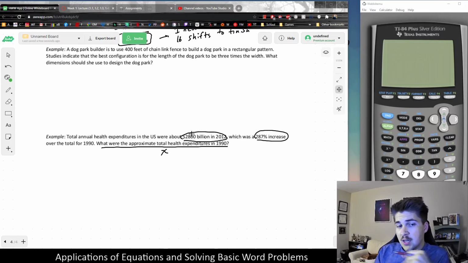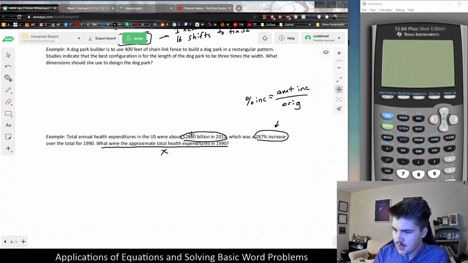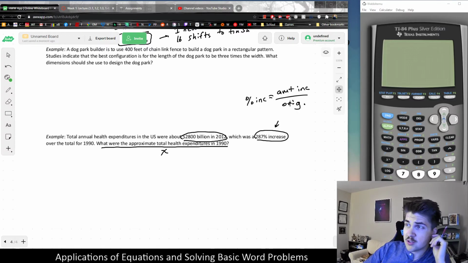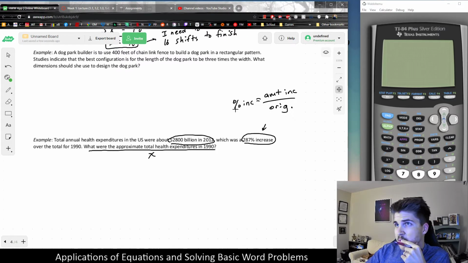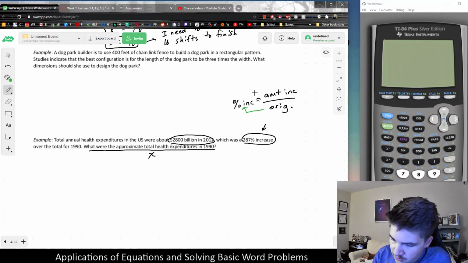And so again, I could think about what an equation would look like. Well, what I said in the previous video on percent is that percent increase is equal to the ratio, and I could recopy that formula right here. Percent increase is equal to the amount of increase divided by the original amount. And in this case, I don't know what the original amount was, that's x, and I don't know what the amount of increase was either. But if I take the original amount and multiply it by the percent increase, that would give me the amount of increase in total.